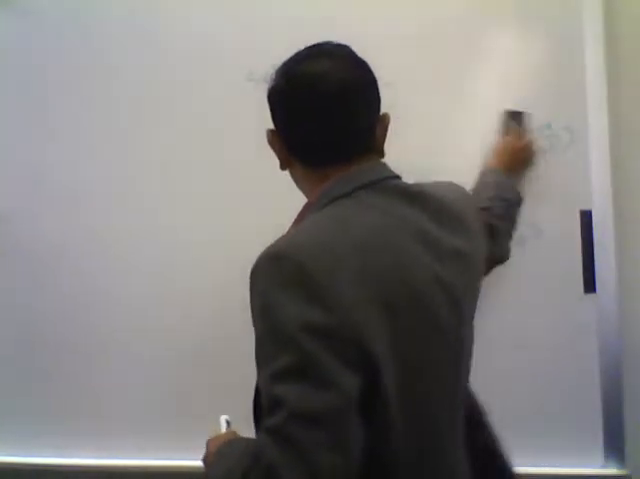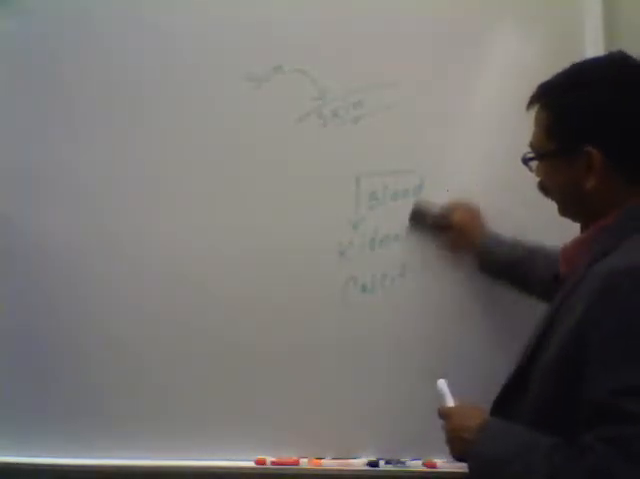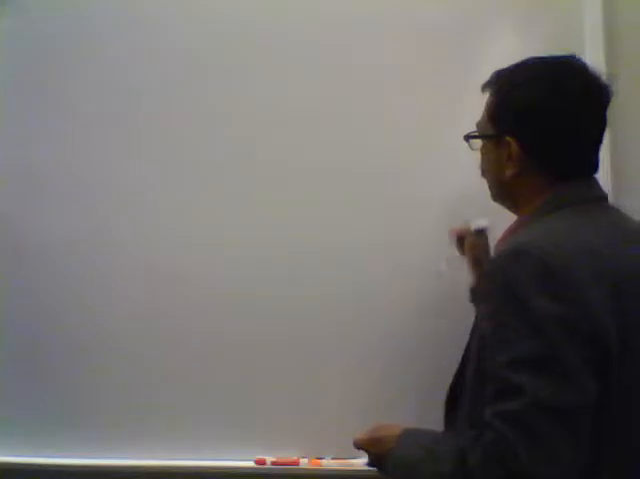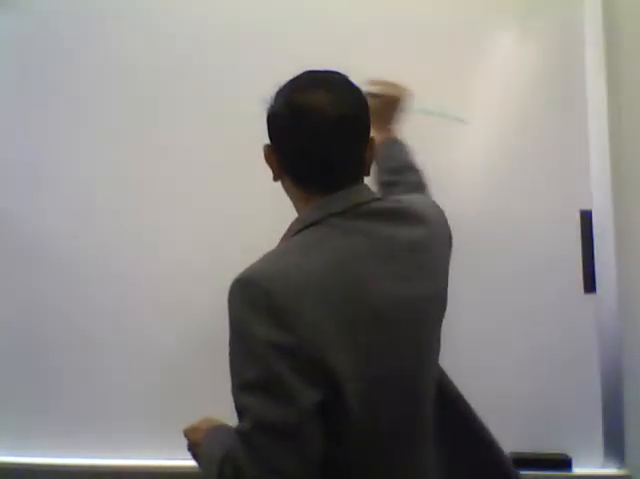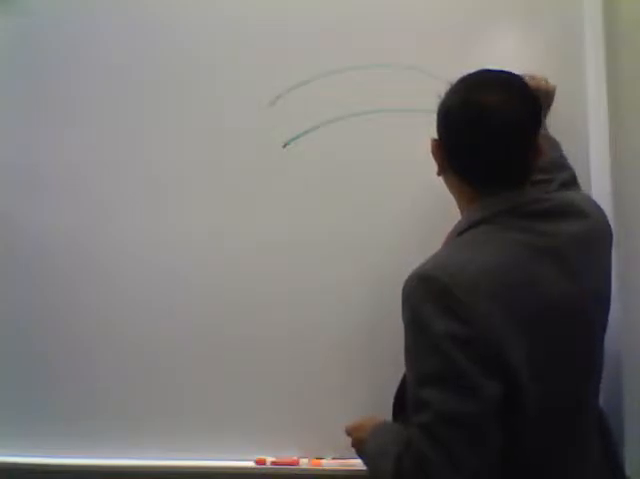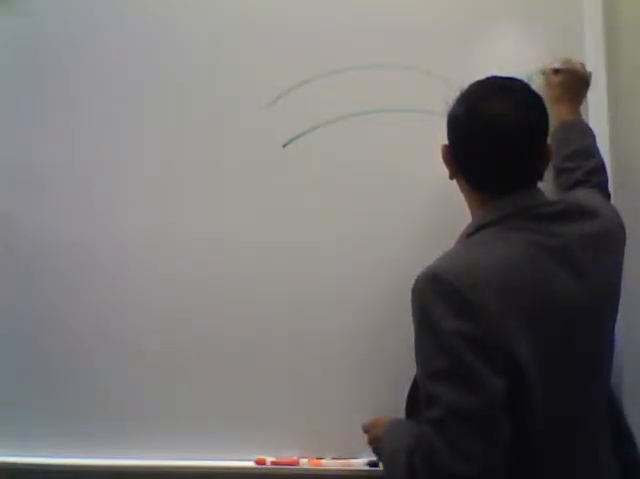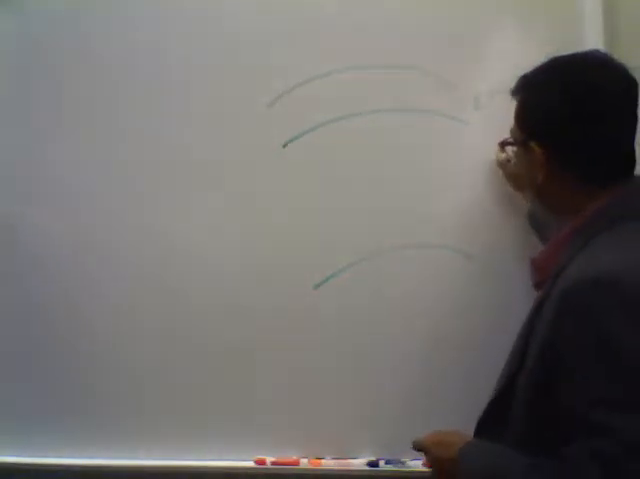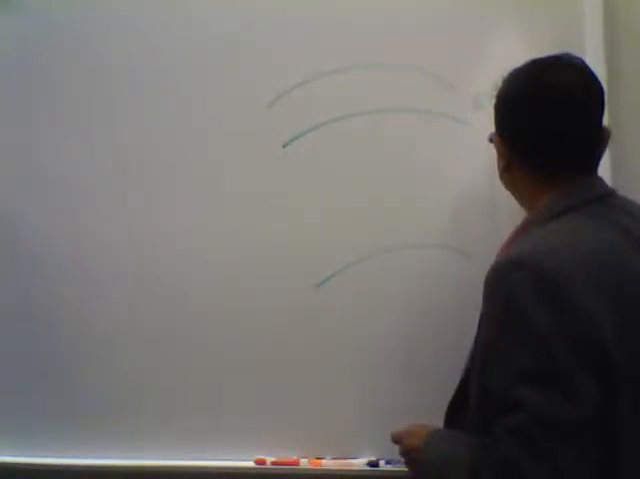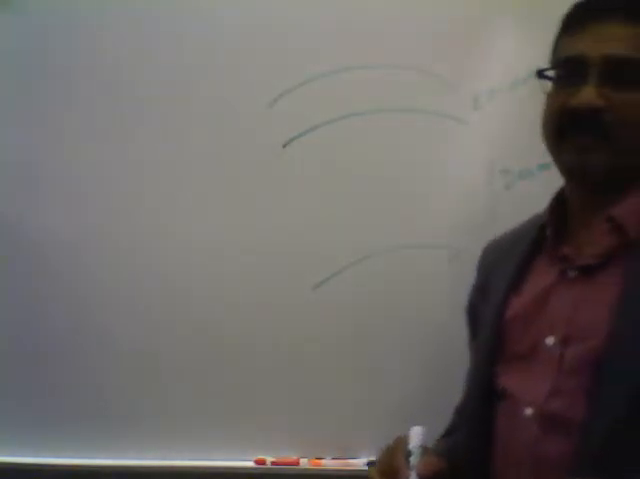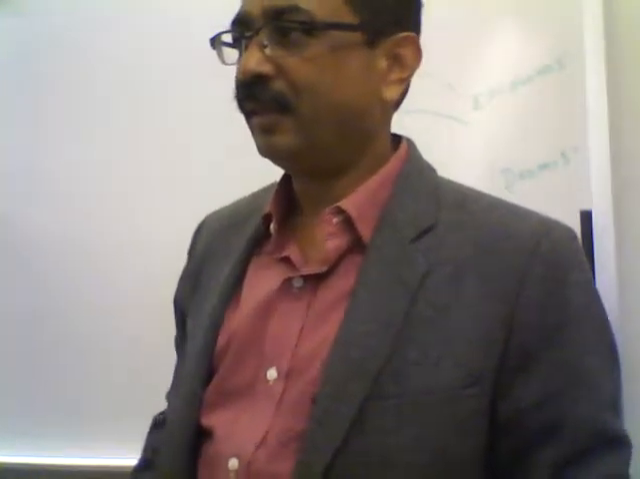Now, both the thick and thin skins have two layers. The outer layer is called the epidermis, and the inner layer, which is much thicker, is called the dermis. So these are the two layers of the skin.